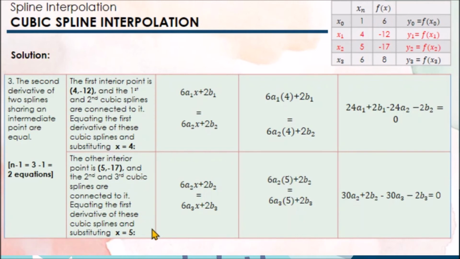So, we have 6a sub 2 multiplied by 5 plus 2b sub 2 is equal to 6a sub 3 multiplied by 5 plus 2b sub 3. And then, simplifying this one and equating it to 0. So, we have 30a sub 2 plus 2b sub 2 minus 30a sub 3 minus 2b sub 3.